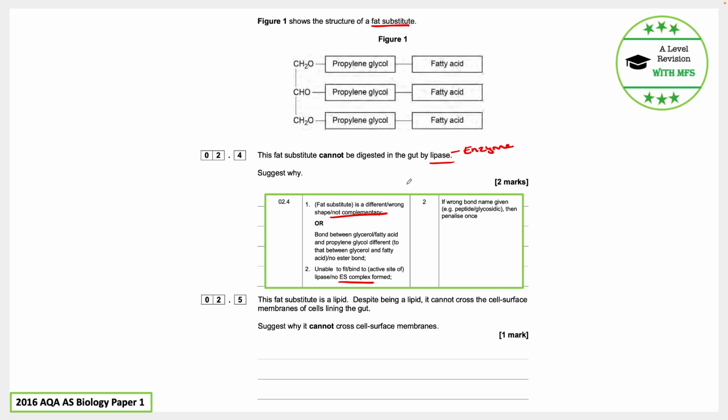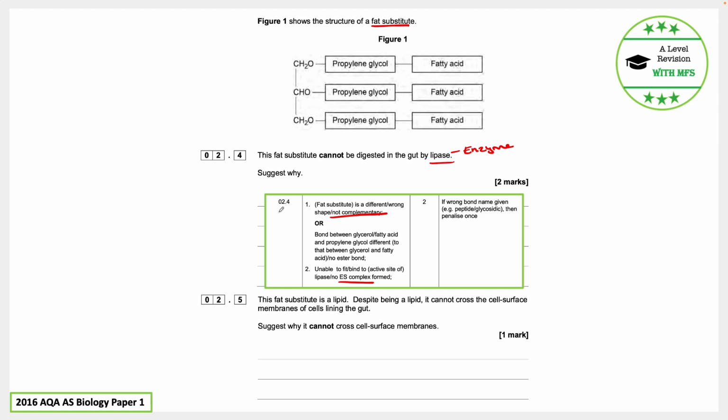Okay, and if you state a bond, for example a peptide bond or a glycosidic bond, and it's the wrong name, just like that, then you will lose a mark. You will say penalized once. Okay, you have to say ester bond. That's the correct name of the bond.